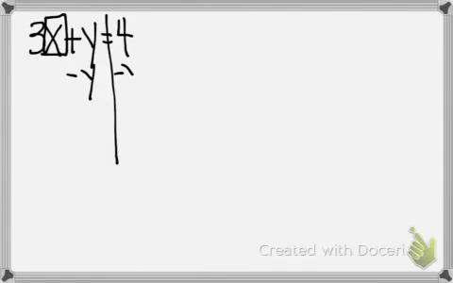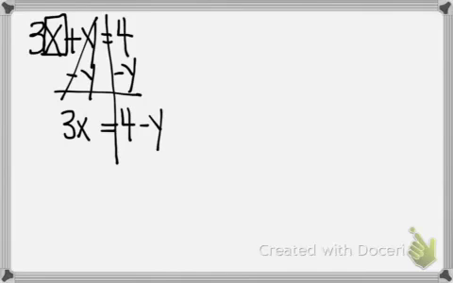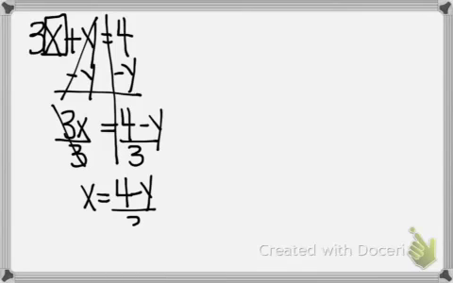So we'll start by subtracting y from both sides. 3x equals 4 minus y. The last thing we need to do is divide both sides by 3. So x equals 4 minus y all over 3. Now on to part B.